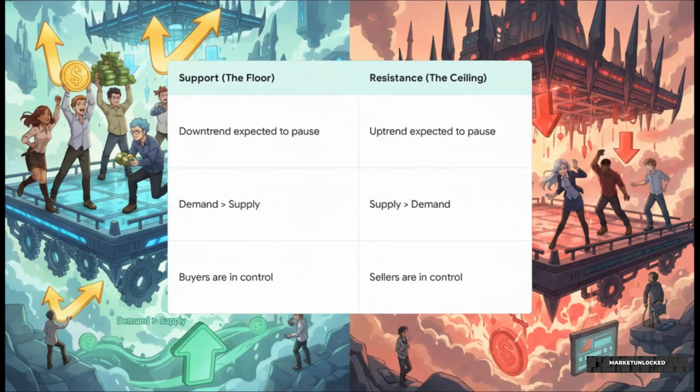And this comparison just lays it all out so clearly. At support, the floor, you've got more demand than supply. The buyers are in control. At resistance, the ceiling, it's the total opposite. Supply is bigger than demand, and the sellers are running the show. It's really that simple push and pull.